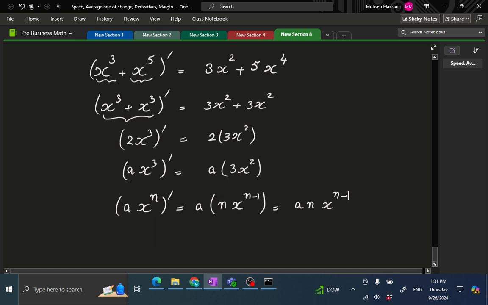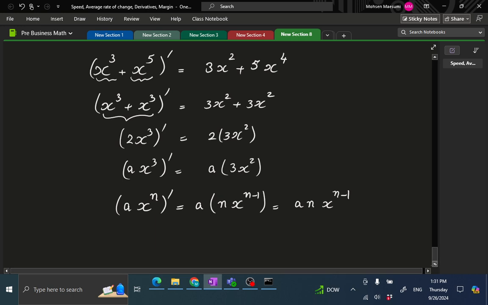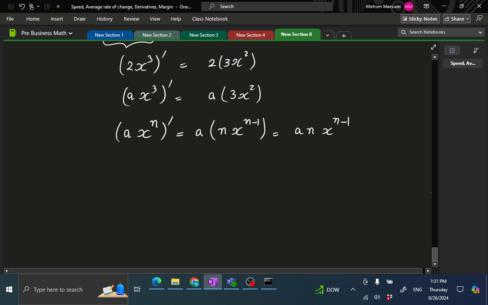Let's go ahead and practice this in a problem. Suppose I have 5x cubed plus 11x to the power of 7. I want to differentiate that. So 5 times 3, that's going to be 15x squared. 7 times 11 is 77x^6.